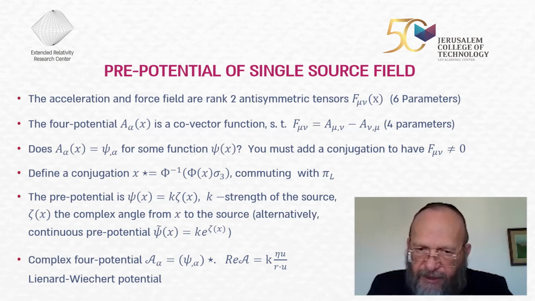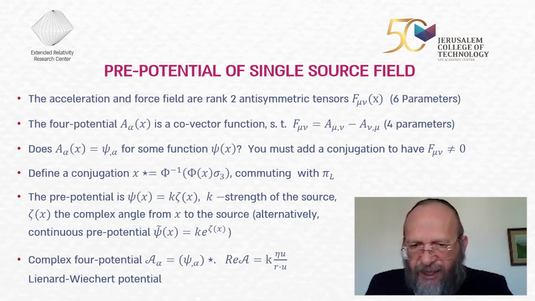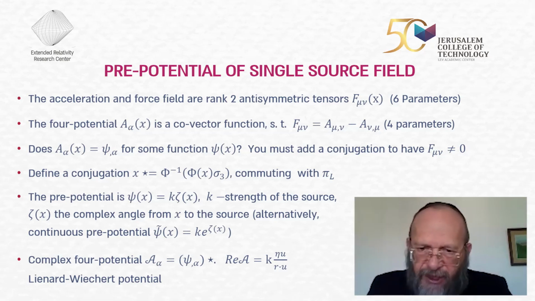In what sense? The real part of it is the famous 4 potential for the electromagnetic field generated by a single source. It was done by Liénard and Wiechert, the Liénard-Wiechert potential, which is the basic potential for all electromagnetism. All the radiation and all those things follow as a result of this Liénard-Wiechert potential. It occurs as the real part of this complex potential.